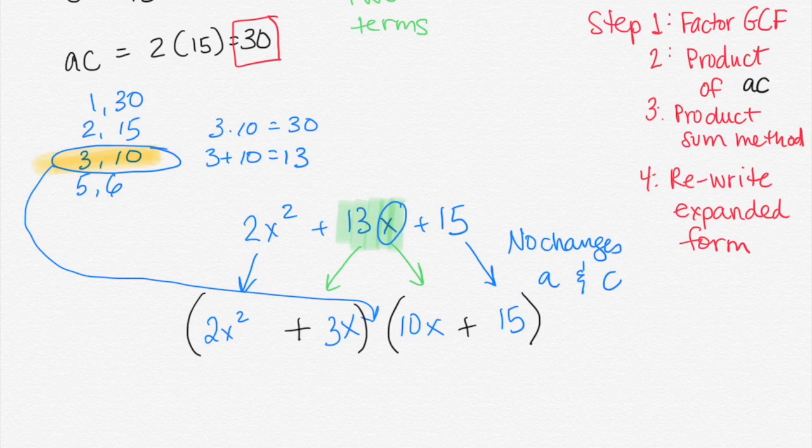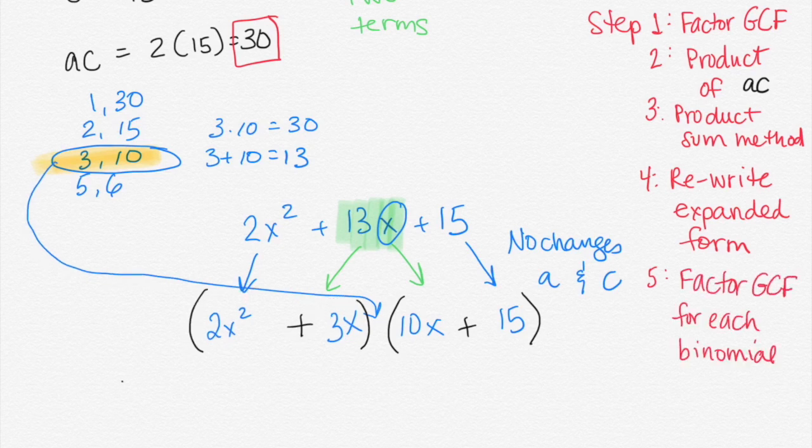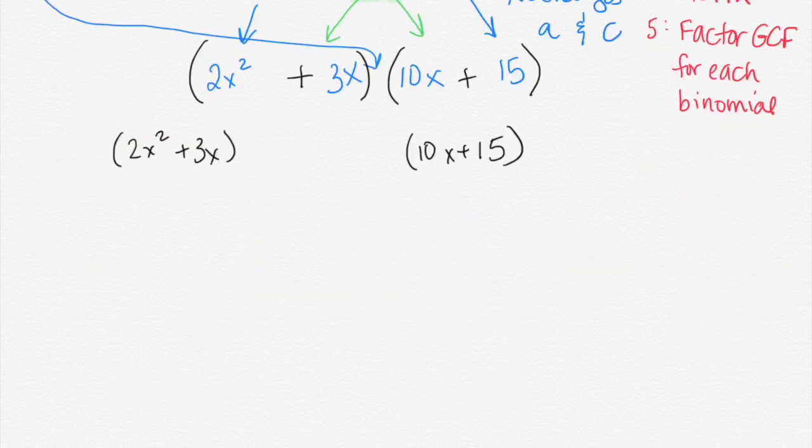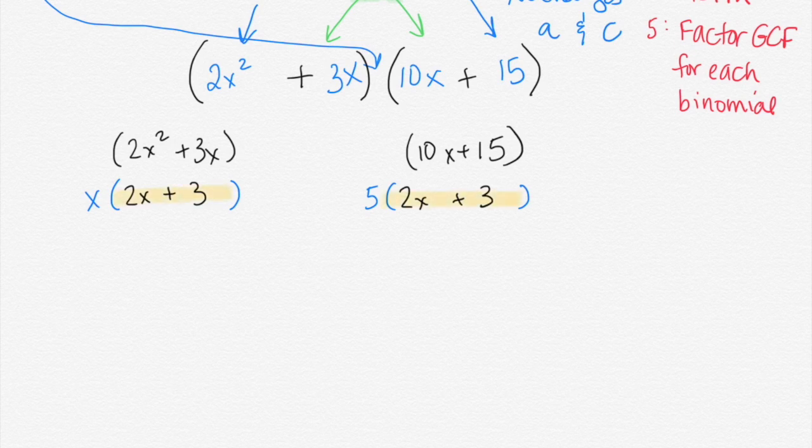Then we group them into binomials. So now you have a binomial and another binomial. We just put parentheses around the two binomials. And then we treat each binomial separately and factor out the greatest common factor. So with the 2x squared and the 3x, I'm going to look for greatest common factors there. I know that both of them have an x that I can pull out. Then I'm going to divide each of those monomials by x so that I get my 2x plus 3. And I'm going to do the same with 10x plus 15, and I pulled out the 5.